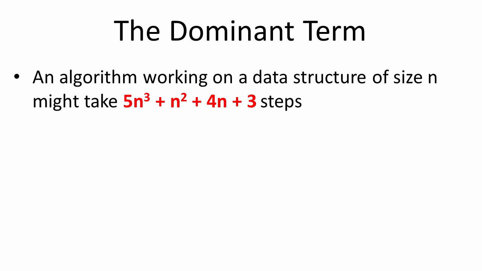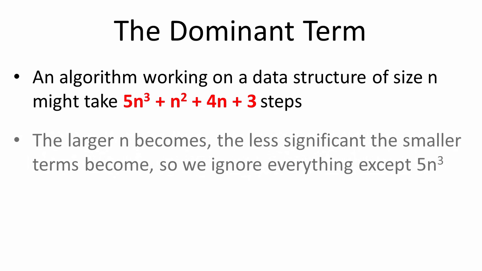Suppose we have an algorithm which is working on a data structure of size n. We might find that it takes 5n^3 + n^2 + 4n + 3 steps. As n gets bigger, the smaller terms become less and less significant. The term 5n^3 grows so quickly that the other terms just don't matter. They get swallowed up. So we can ignore everything after 5n cubed.